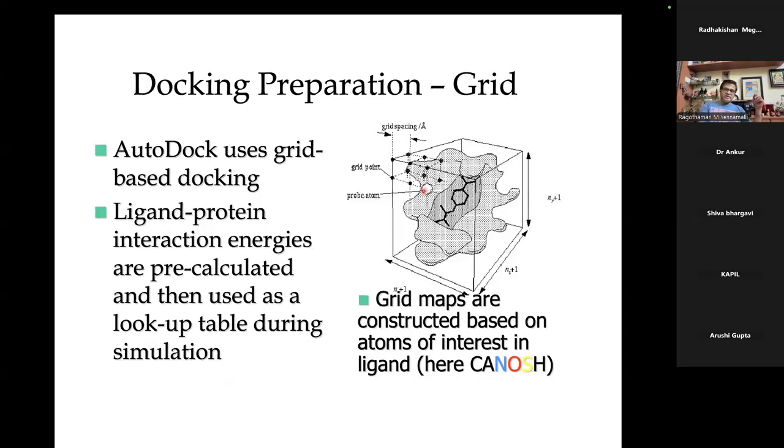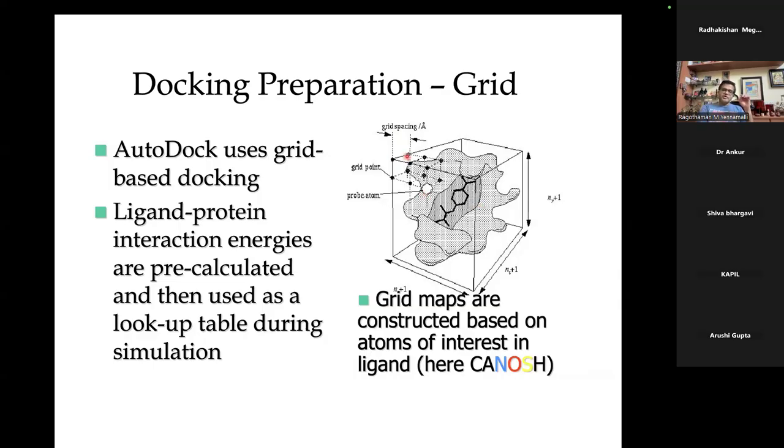So what they do in Autodoc involves two steps. The first one is AutoGrid. In AutoGrid, it uses a grid-based approach. This grid is made up of a number of points. So you can have 10 points by 10 points by 10 points, X, Y, Z, all three coordinates. Between the points, the spacing is about 3.75 angstroms. So 10 points means 37 angstroms. So this grid size will be a 37 angstrom cube.